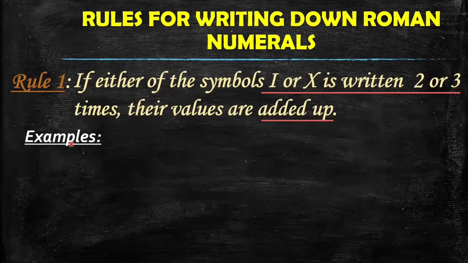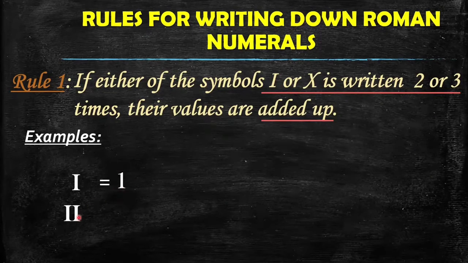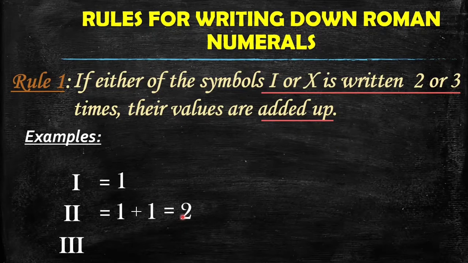We have the first example and the letter is I. I means the number 1. Let us see the second example. We have II. I means the number 1. Here I is 2 times. I is twice. That means we are going to add up the value of I twice, equals 1 plus 1, which gives us the answer 2. Third example, we have III. The letter I is 3 times. So we are going to add up the value of I 3 times. 1 plus 1 plus 1 which equals 3.